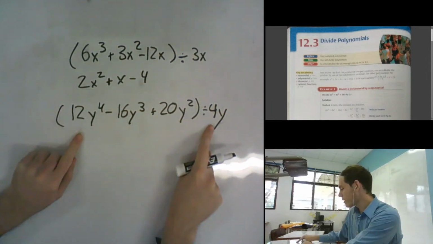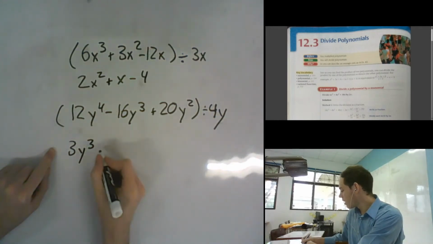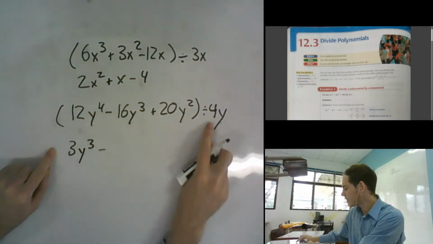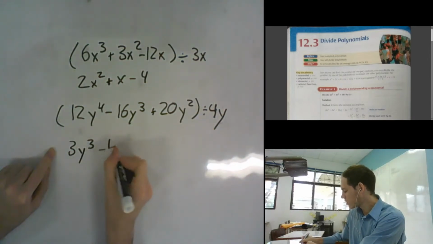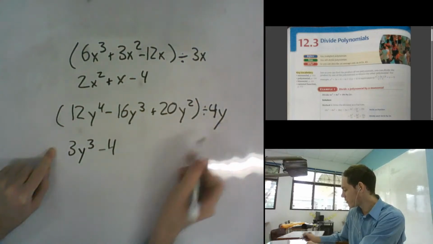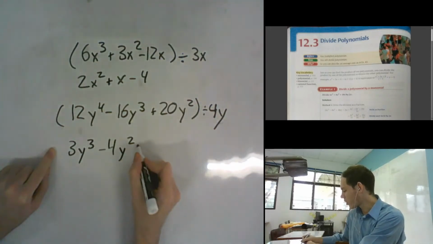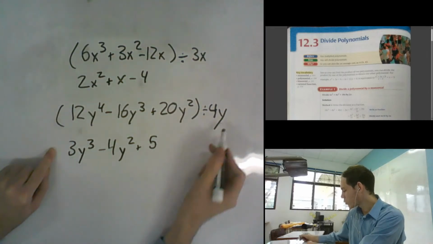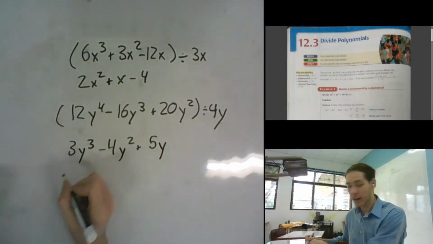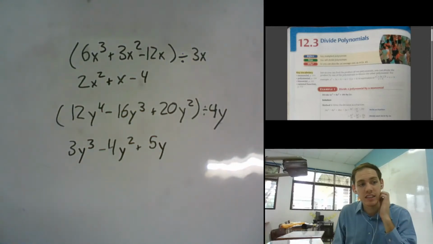12y to the 4 divided by 4y is 3y cubed. 16 divided by 4 is 4, but it's a negative. Y cubed divided by y is y squared. And 20 divided by 4 is 5. Y squared divided by y is y. Yeah, we can review 12.2 later.